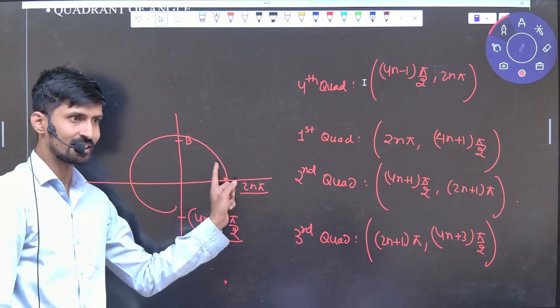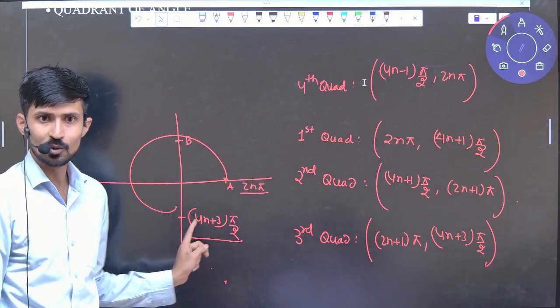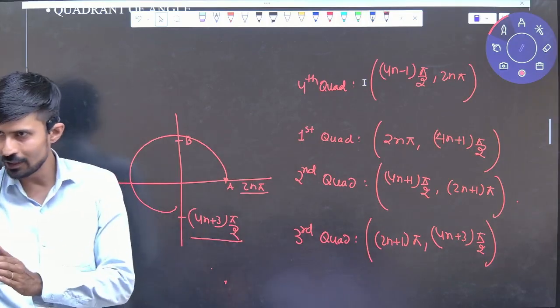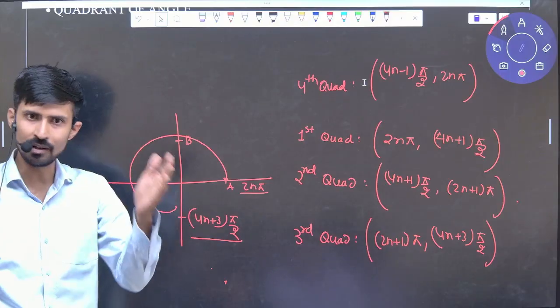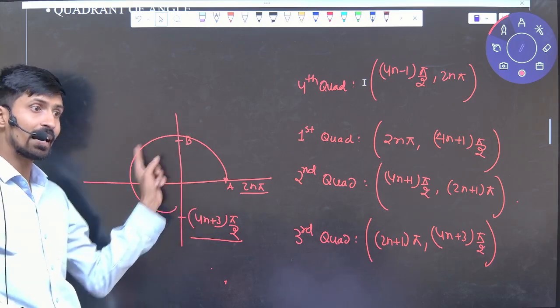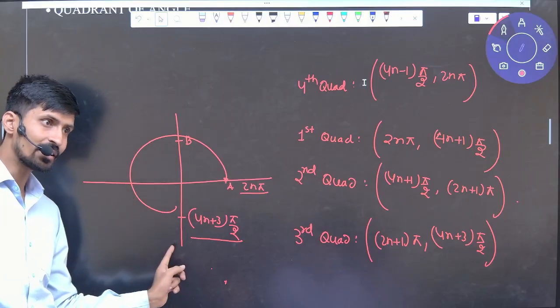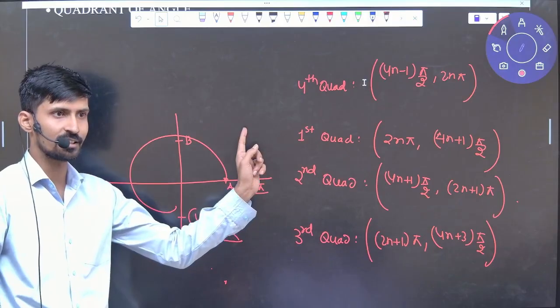270 to 360, that is correct. Minimum will come first, maximum will come after that. So here 0 to 90, okay. 90 to 180, okay. 180 to 270, okay. But 270 to 0 not okay. 270 to 360, okay.